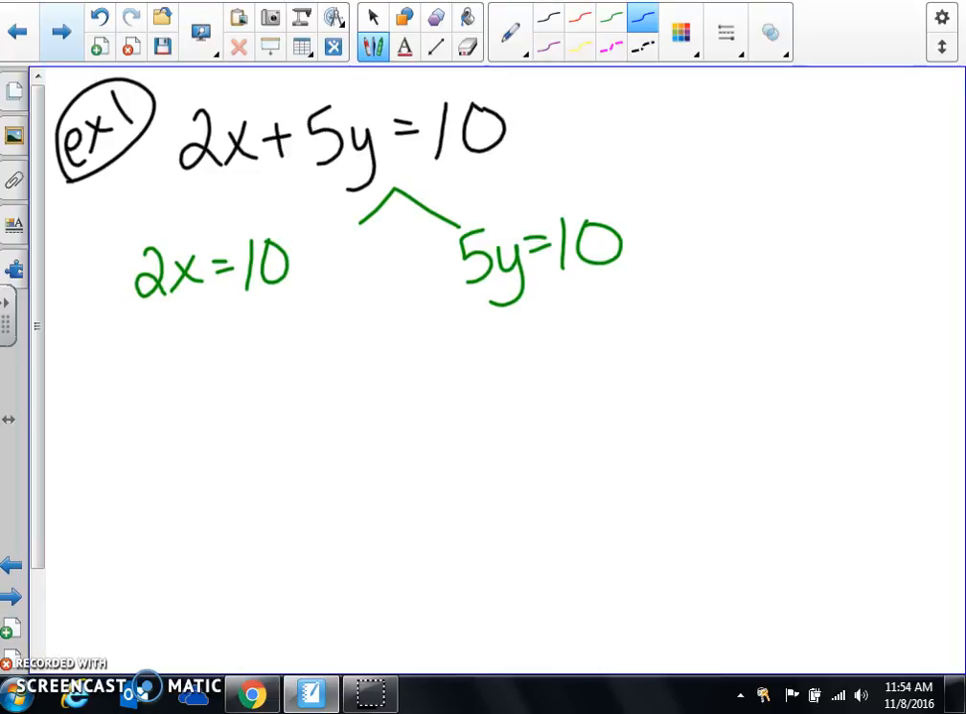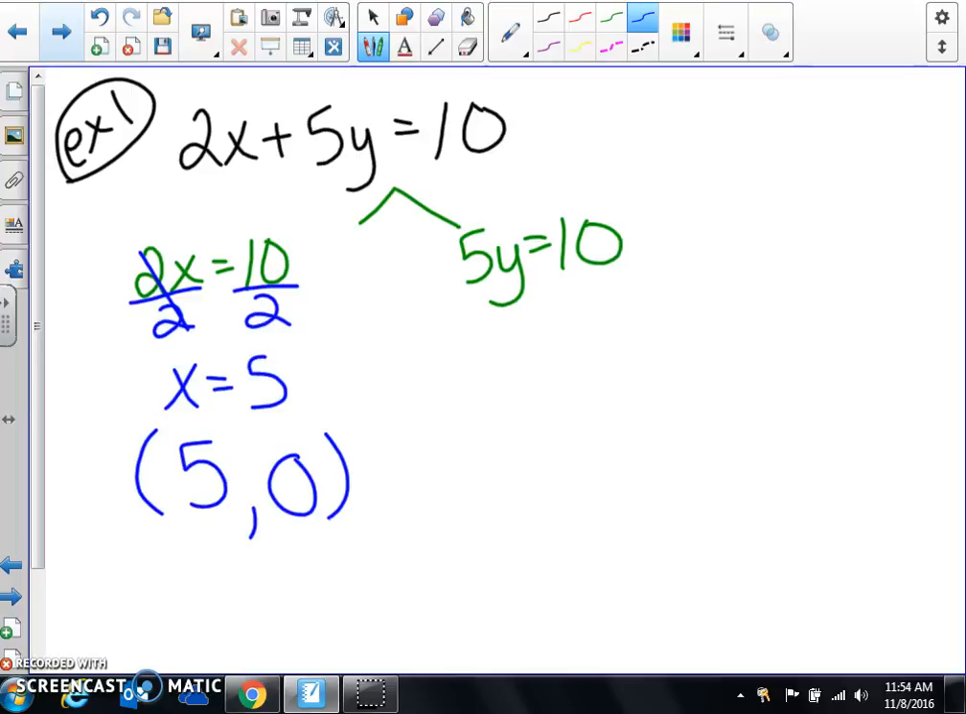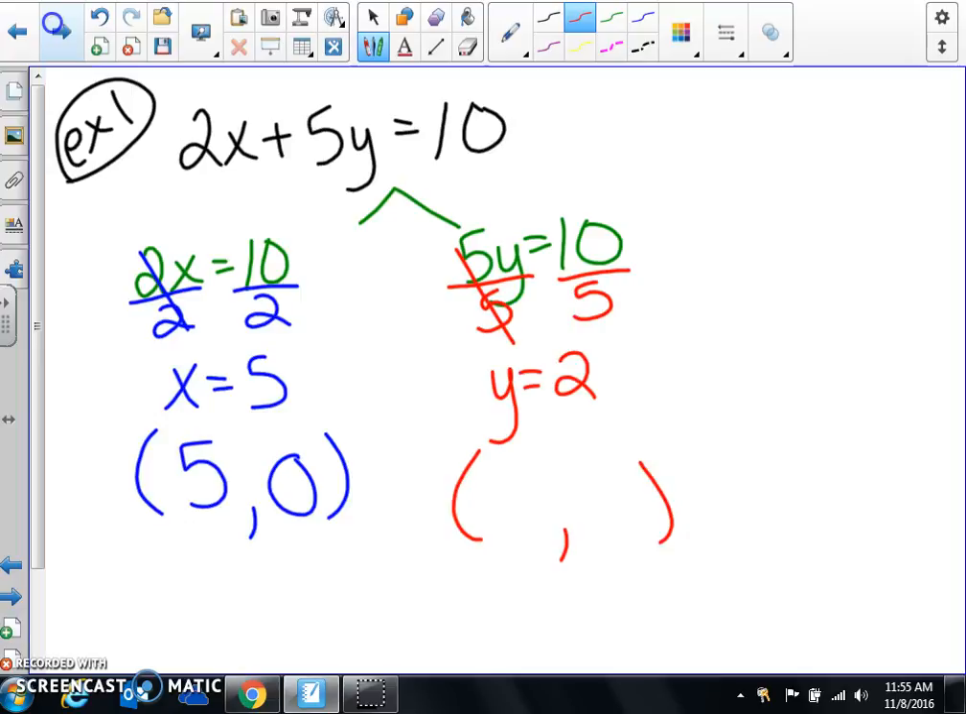Okay, so then on the left side, I divide both sides by 2, x equals 5. Now let me make this clear. X equals 5 is not your x-intercept. Your x-intercept is a specific point, so it needs to be an ordered pair, okay? So the x value is 5, there is no y value. For my y, I divide by 5. 10 divided by 5 is 2. Remember, it has to be a point. So my y value is 2. I have no x value.